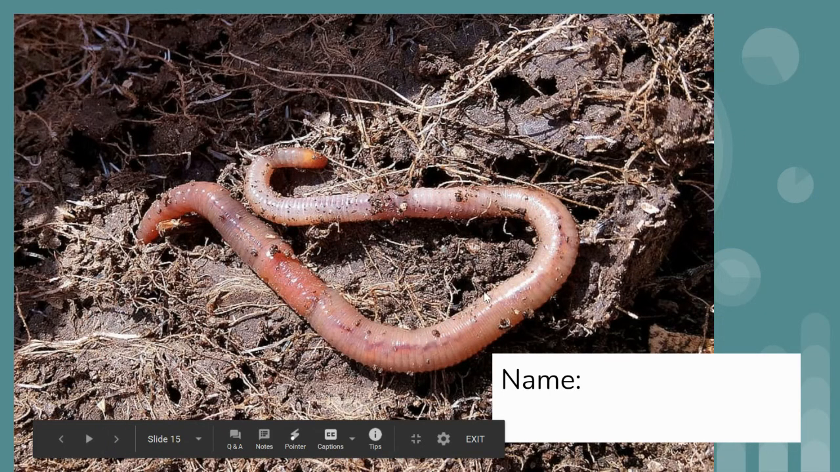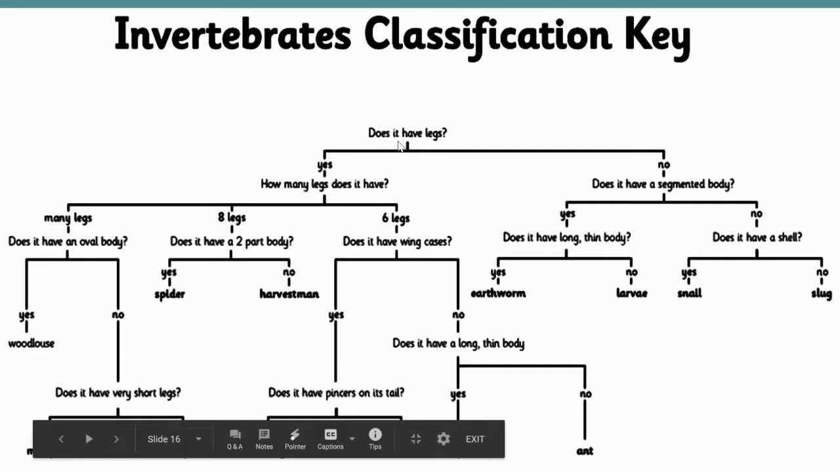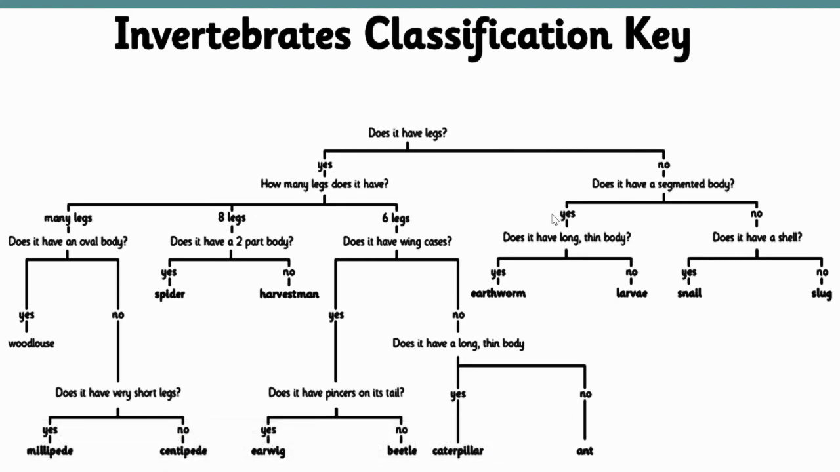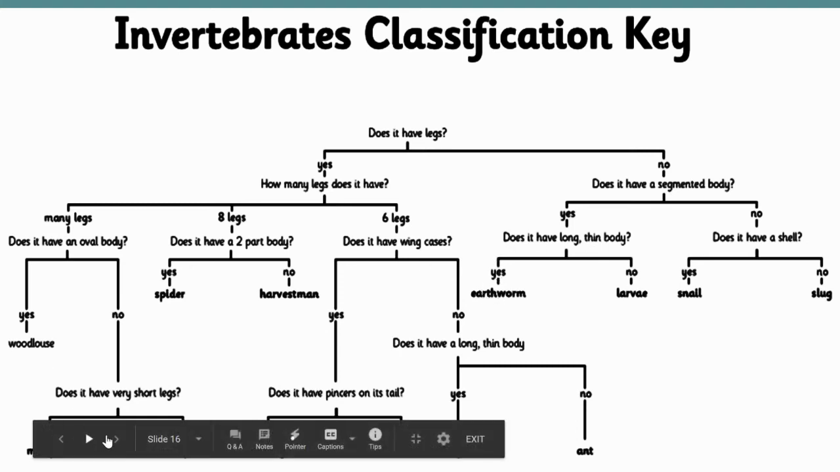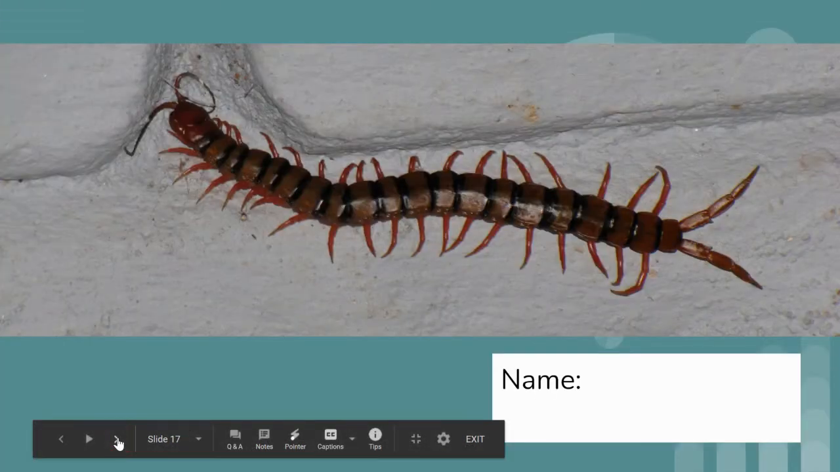This one we can see it has no legs. It has many segments to its body and no antennae. Does it have legs? No. Does it have a segmented body? Yes, there was segments to it. And does it have a long, thin body? Yes, it had a very long, thin body. That was an earthworm. You're going to continue doing those.